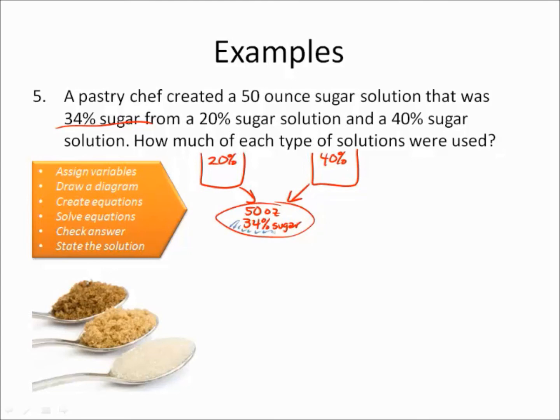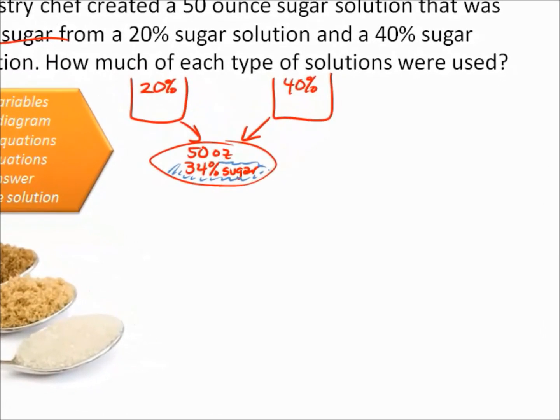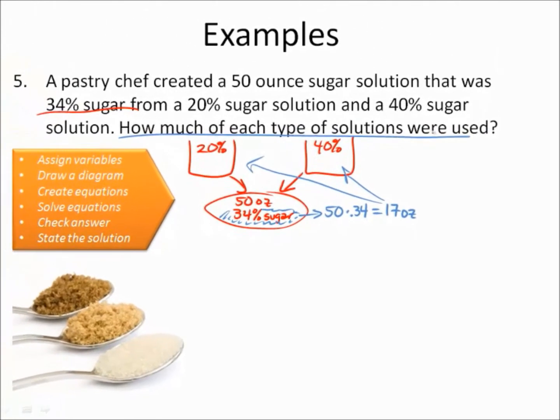So how much sugar is in the total? Well, 50 times 34% is 17 ounces of sugar in the total. So you know that 17 ounces is split somehow within what is making this total, which is the 20% solution and the 40% solution. So they're asking us how much of each type of solution is used.